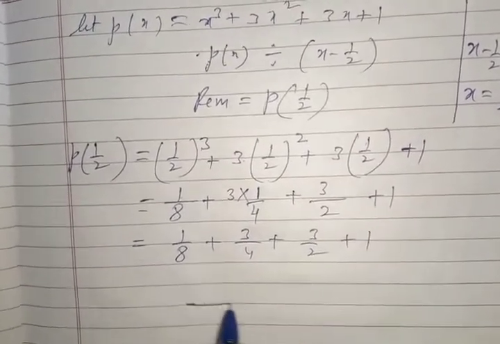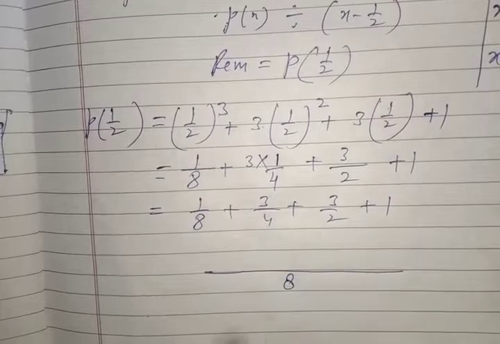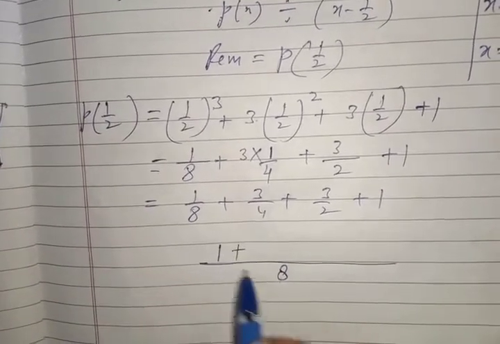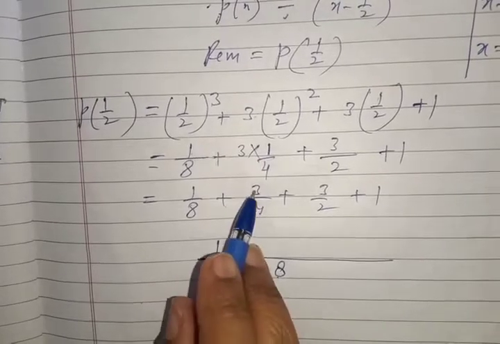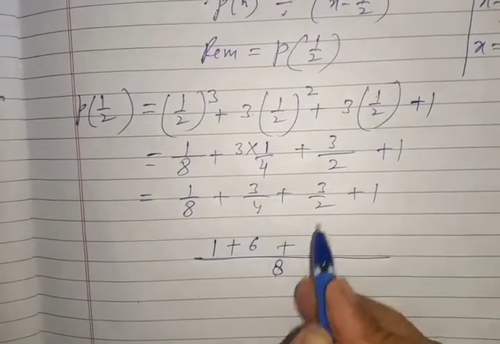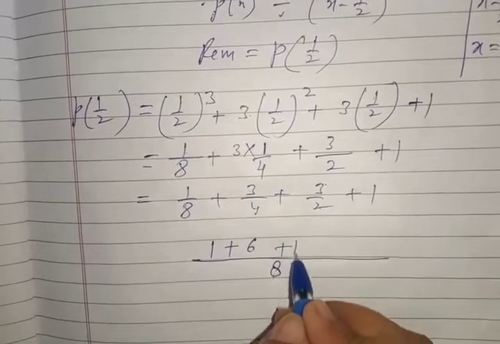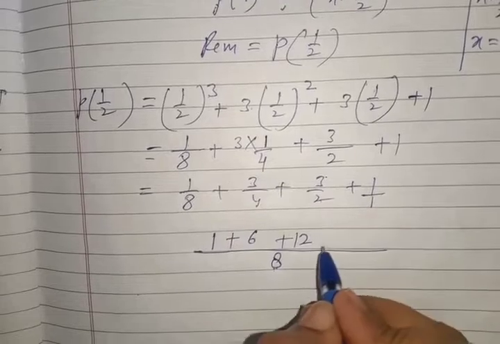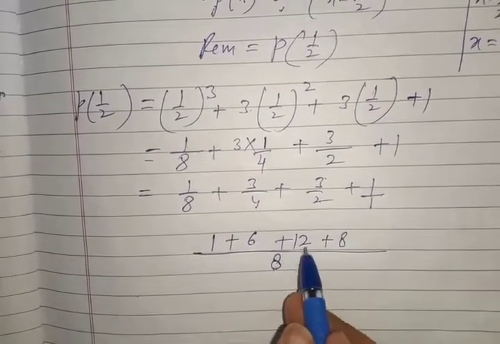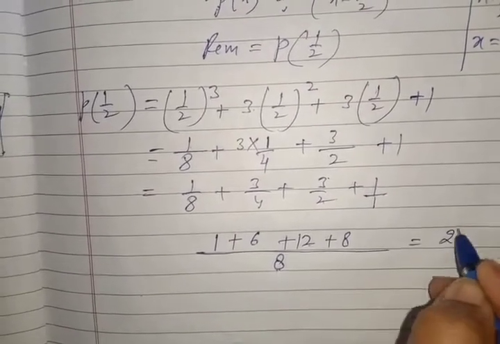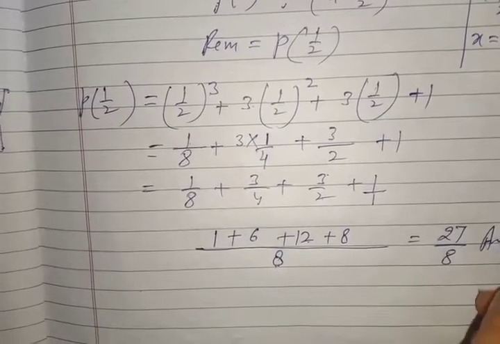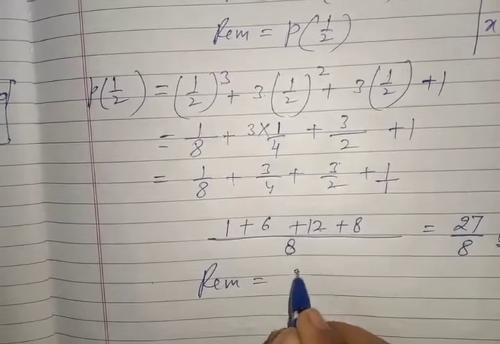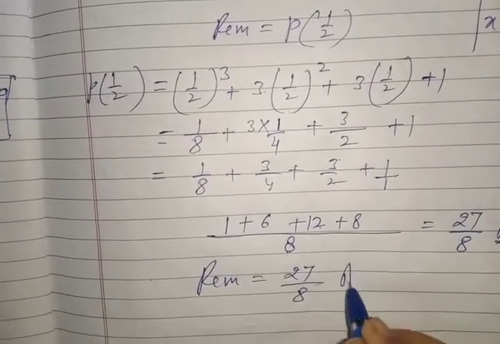Now we will take the LCM. The LCM of these is 8. Divide 8 by 8, you get 1, multiply with 1. Then divide 8 by 4, you get 2, multiply with it 3 to get 6. Then divide 8 by 2, you get 4, multiply with it 3 to get 12. And 1 becomes 8 by 8, so this is 8. So this will be your answer, 27 by 8. So by the remainder theorem, we easily find that the remainder is 27 by 8.